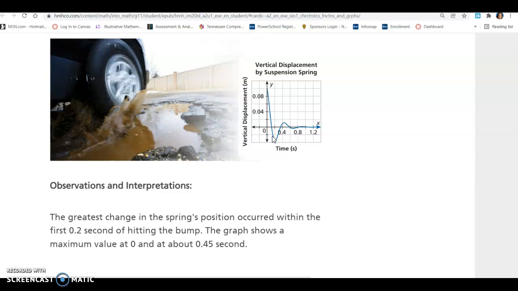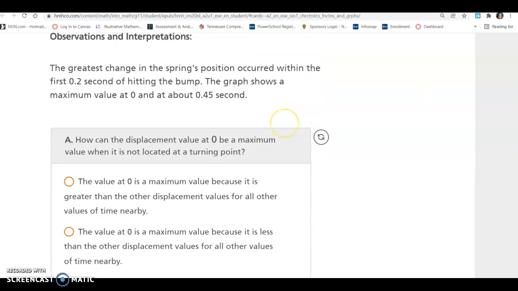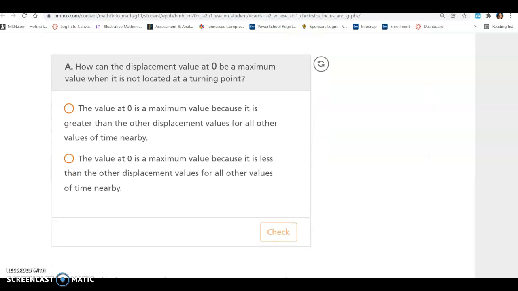The graph shows a maximum value at 0 and at 0.45. So at 0, here's a maximum value here. That's the highest point on the graph. And then you can see it goes back up here, about 0.45 is another maximum value. All right, so it says, how can the displacement value at 0 be a maximum value when it is not located at a turning point?